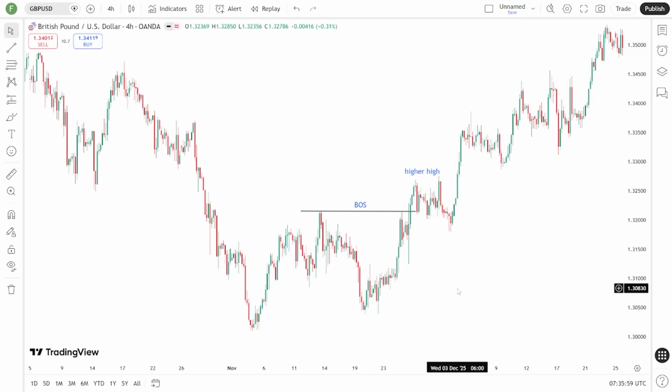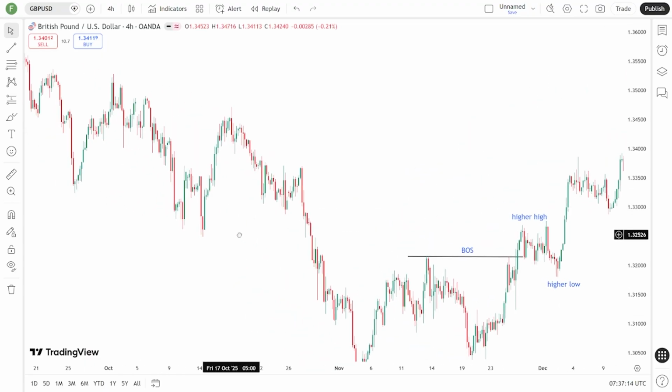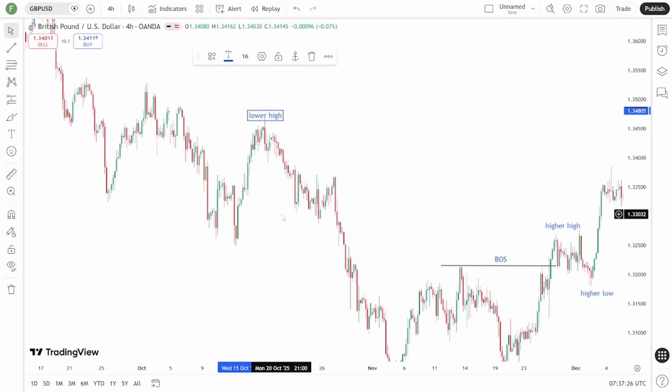HH means higher high. Price makes a new high above the previous high. It shows buyers are strong, pushing the market higher. HL means higher low. When price pulls back, it stops above the previous low. Even on a dip, sellers can't push price down as much as before. Buyers are still in control. LH means lower high. A new high forms, but it's lower than the previous high. Buyers are losing strength. And finally, LL means lower low. Price drops below the previous low. Sellers are dominating, pulling the market down.